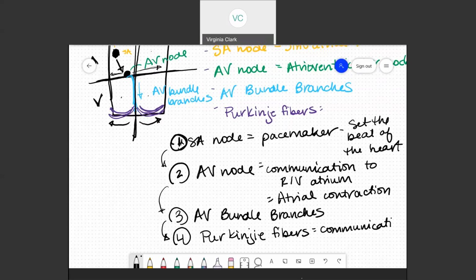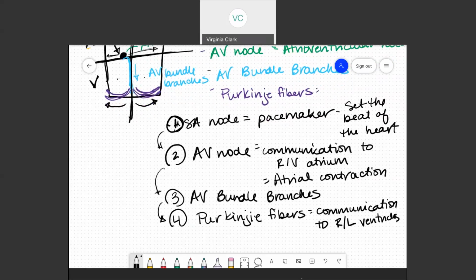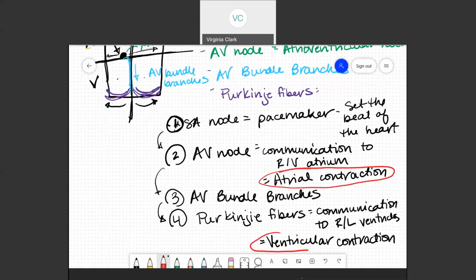And he's specifically also doing the right and the left ventricles. So it's cupping the bottom of the heart, and it's cupping the myocardium at the bottom of the heart. And what happens with these Purkinje fibers when it gets this communication down to the right and the left ventricles, you will have something called ventricular contraction. So you're going to have the right and the left ventricles contracting at the same time. So this is the two-step process of your heartbeat, atrial contraction and ventricular contraction.